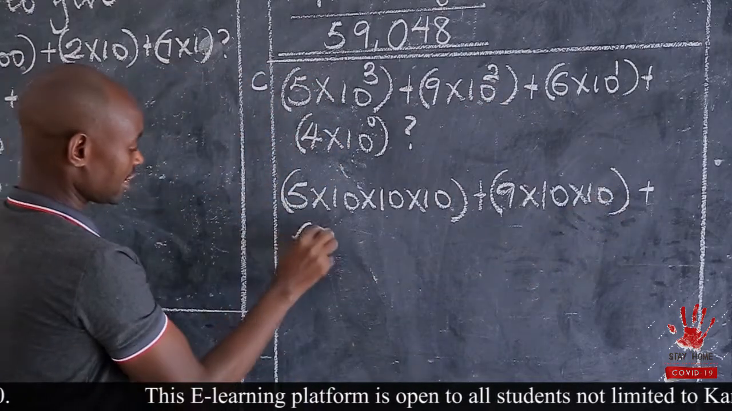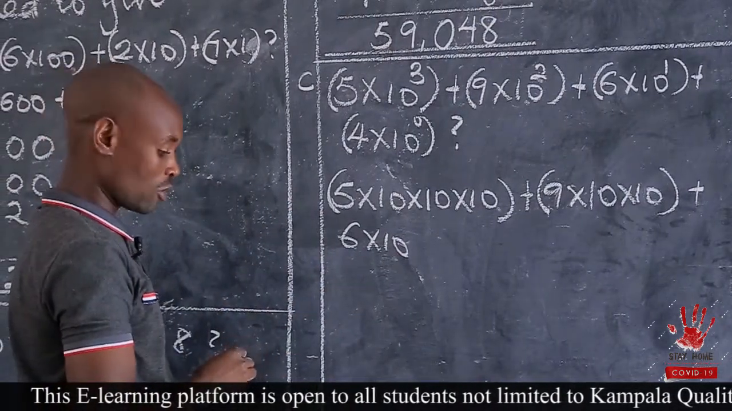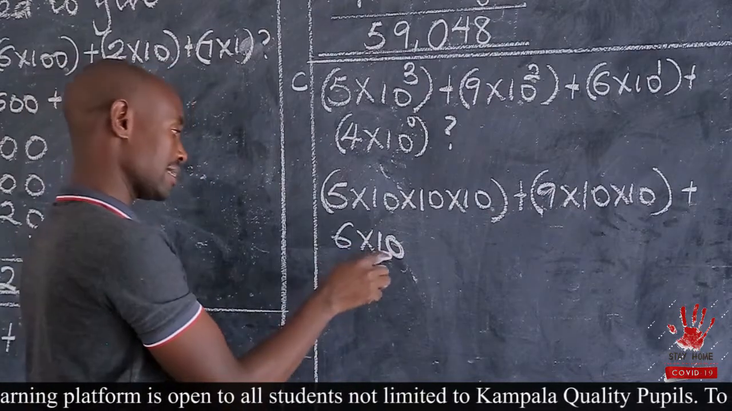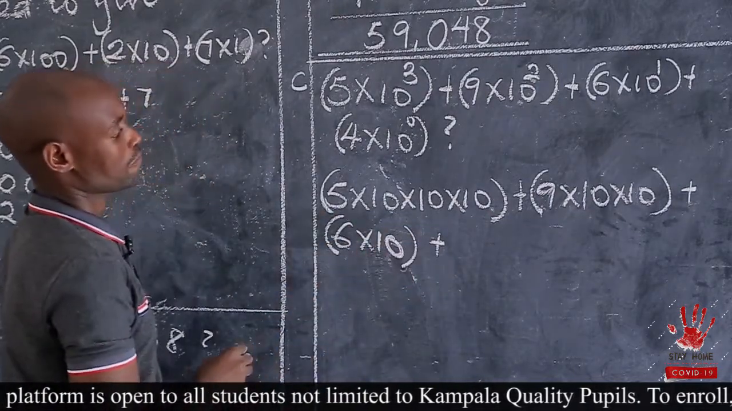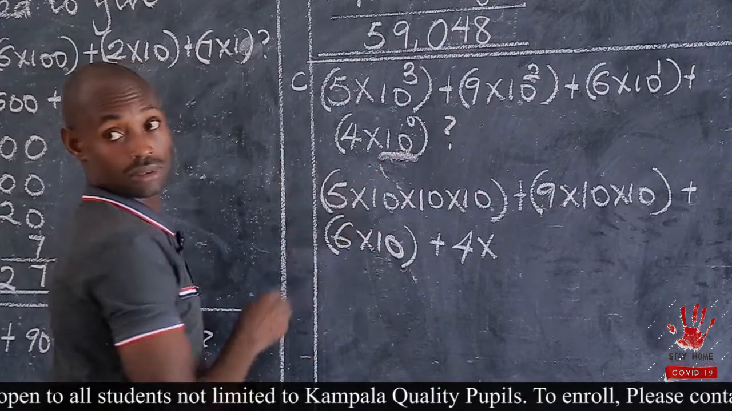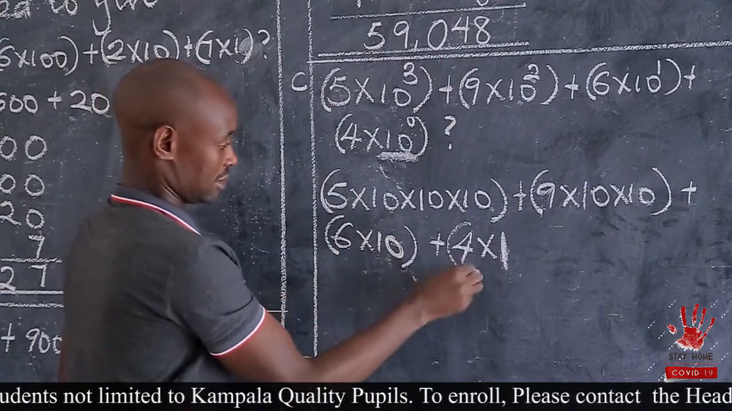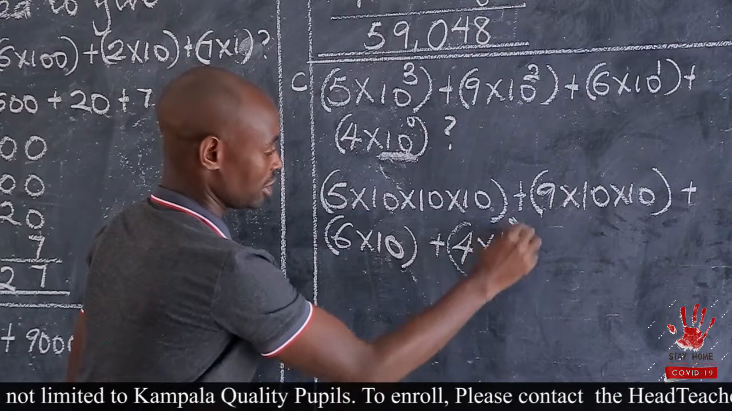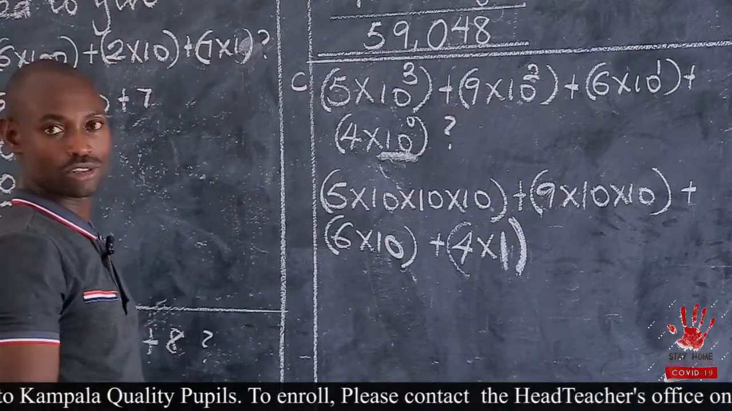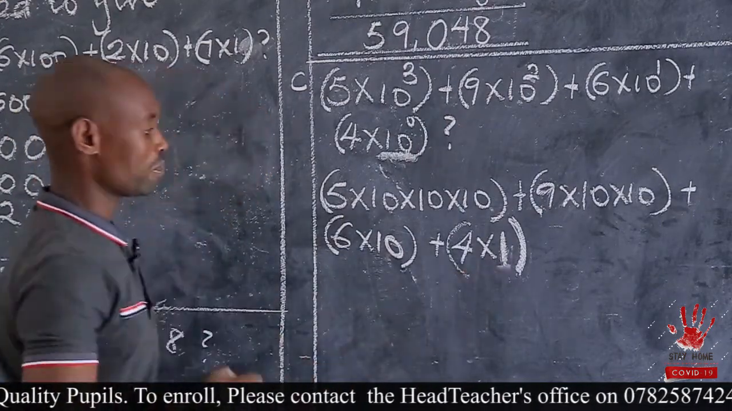Plus 6 times 10. Any number to power 1 is that number. Therefore, 10 to power 1 is the same as 10. Plus 4 times any number to power 0 gives you 1. Any number to power 0 is 1. Your teachers have been singing that one. So if I get 1,000 to power 0, I get 1. I get 2,000 to power 0, I get 1. I hope the point is noted.